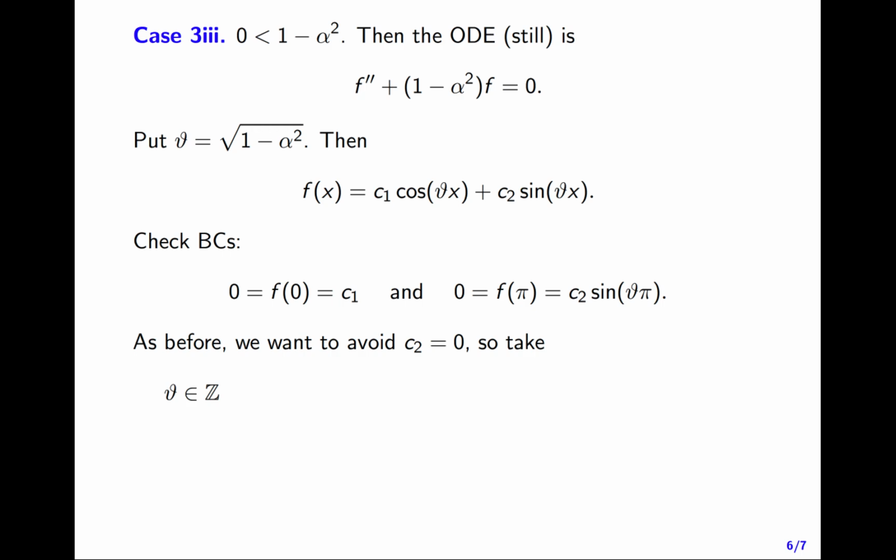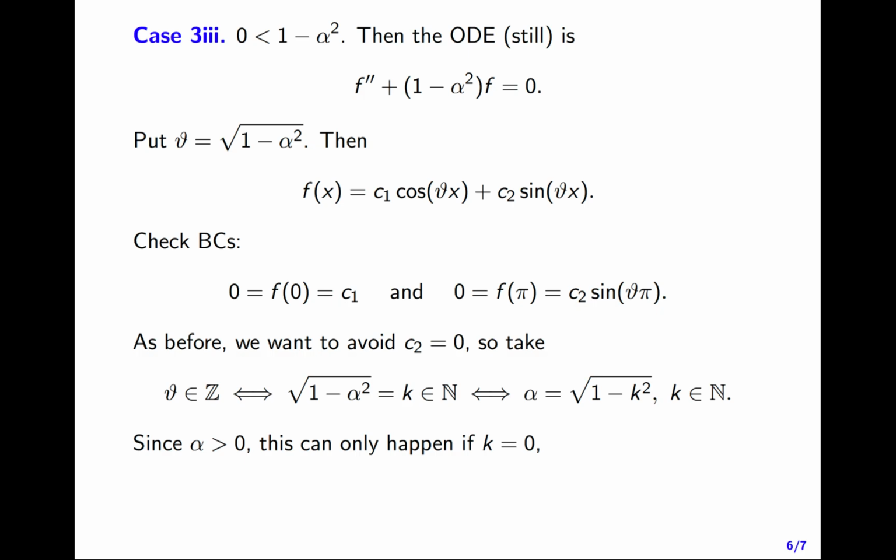That means we want theta to be an integer. So that means we want root 1 minus alpha squared to be equal to k, which is an integer. But root 1 minus alpha squared is going to be a positive number, so k should be a natural number, a positive integer. And we can solve this to say that alpha has to be root 1 minus k squared for k a positive integer.